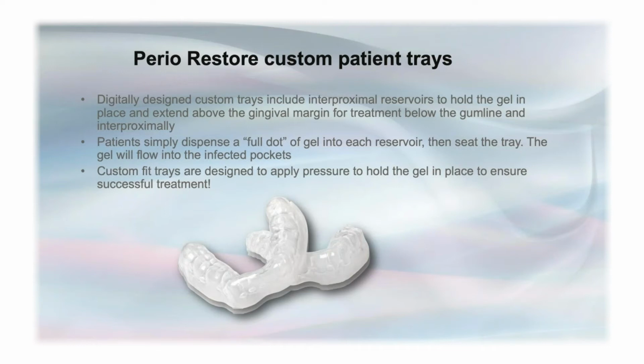They're digitally designed custom trays that include interproximal reservoirs to hold the gel in place. And so what you do is you have your patients put a full dot of the gel into each reservoir, then they seat the tray. The gel will flow into the infected pockets, and custom fitted trays are designed to apply pressure to hold the gel in place to ensure great treatment. So if you just use a regular tray, there's no pressure to hold the gel in place.